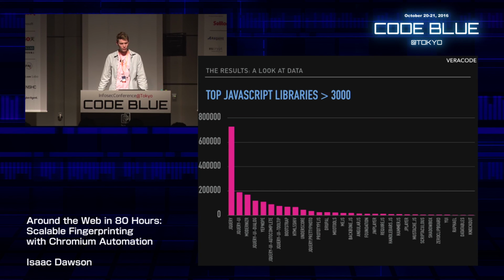JavaScript libraries that had more than 3,000 results. If you can't read that in the back, it says jQuery. That had about 720,000 sites running jQuery. Next in line was jQuery UI with almost 200 million. So almost everything is basically running jQuery out there still.